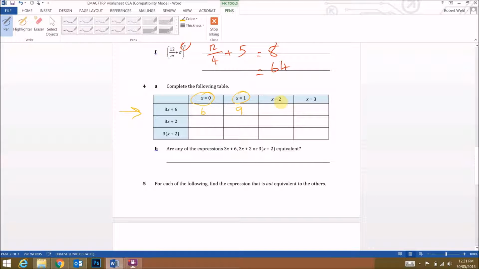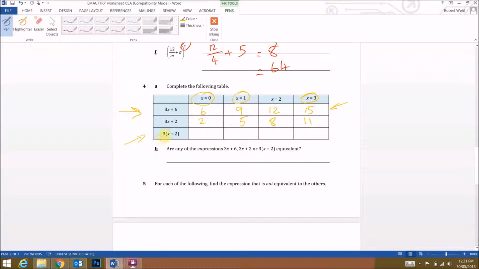3 times 2 equals 6, plus 6 equals 12. 3 times 3 is 9, which gives us 15. So this one's going up by 3 each time. Here, 3 times 0 plus 2 is 2. 3 times 1 plus 2 is 5. 3 times 2 plus 2 is 8. And 3 times 3 plus 2 is 11. Okay, so once again, this one's going up by 3 each time too.